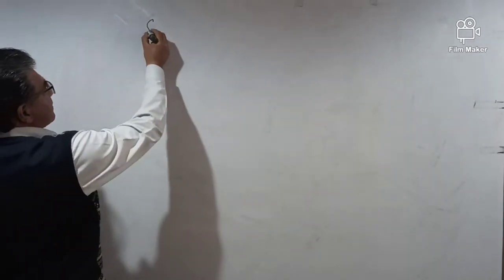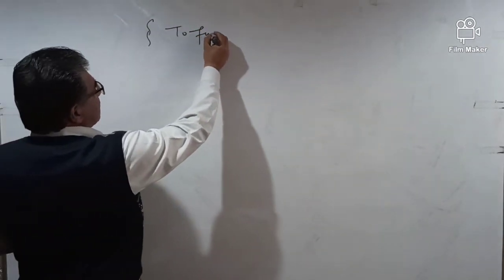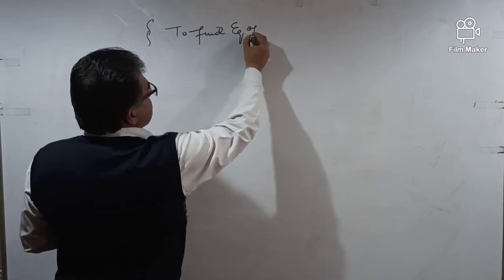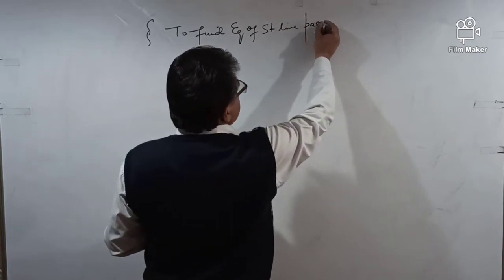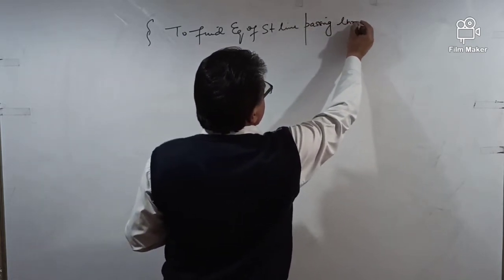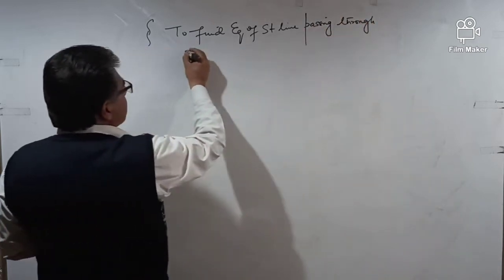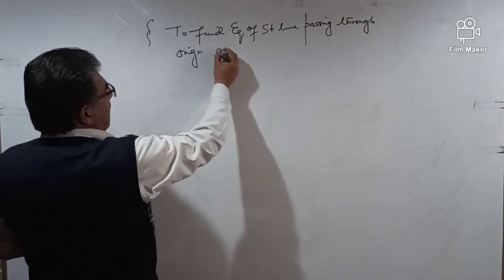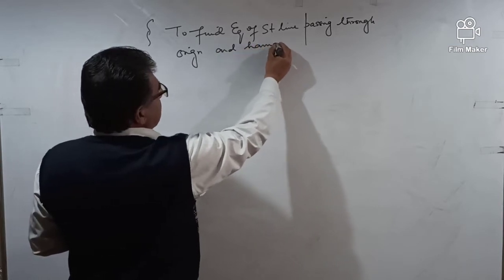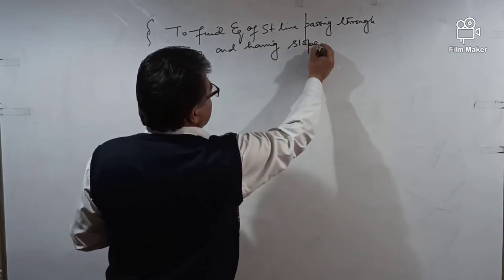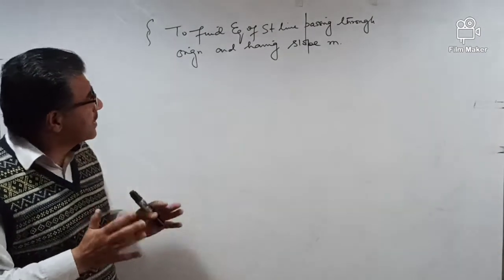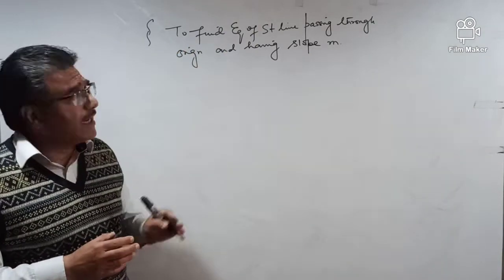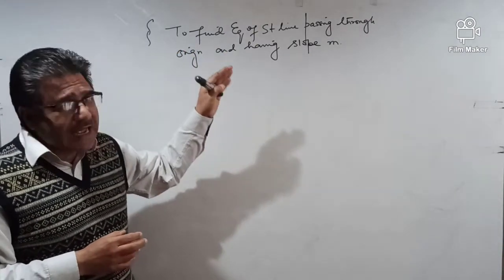Now I will come to another article, that is to find the equation of a straight line passing through origin and having slope m. Now this is my another article, this is the third article in straight line. To find the equation of a straight line passing through origin and having slope m.